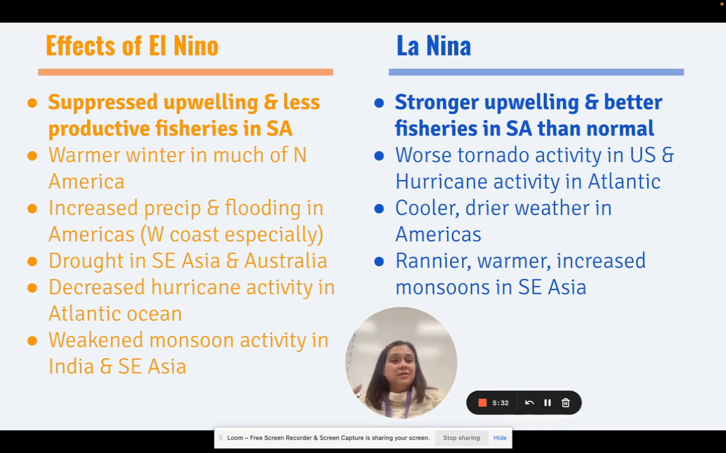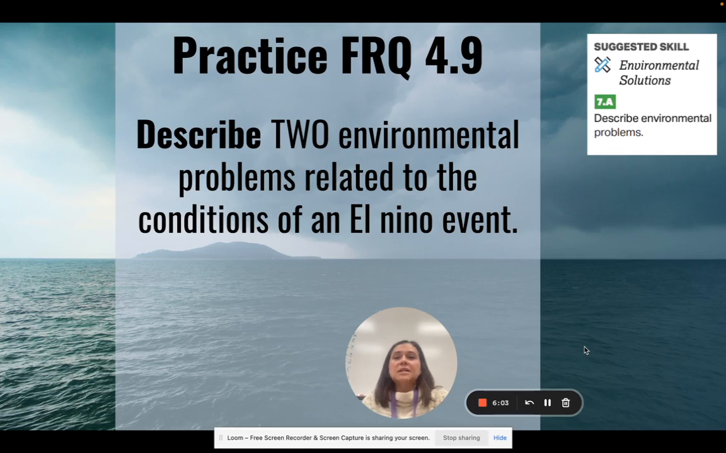We also have La Nina events, the opposite of El Nino. In this case, stronger upwelling, better fisheries in South America, and cooler, drier weather in the Americas. We get rainier, warmer weather in Southeast Asia. We also see, during La Ninas, an increase in tornado activity and hurricane activity in the Atlantic. If you take a look right now, we're in a La Nina pattern. I can show you some of those images in class, but we are currently in La Nina.